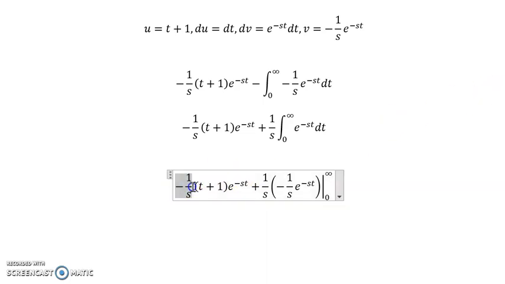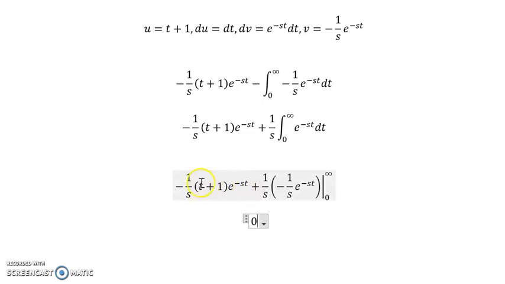So for this portion of the expression right here, if I plug in infinity, I get infinity times e to the negative infinity. And so we have to think about what happens in the limit. Infinity times 0, basically. But if I rearrange this, if I put the e to the negative st in the denominator, I can think about this as infinity over infinity, which is L'Hopital's rule. And what we can verify using L'Hopital's is that the exponential is going to go to infinity faster than the t function is going to go to infinity. And so at infinity, this term is going to go to 0.